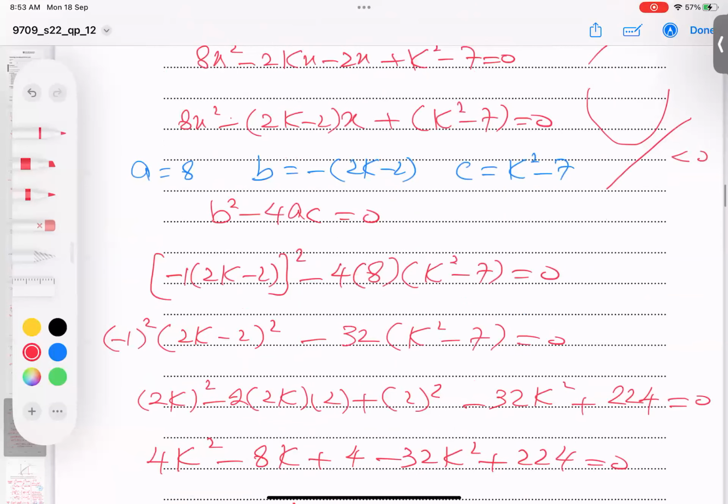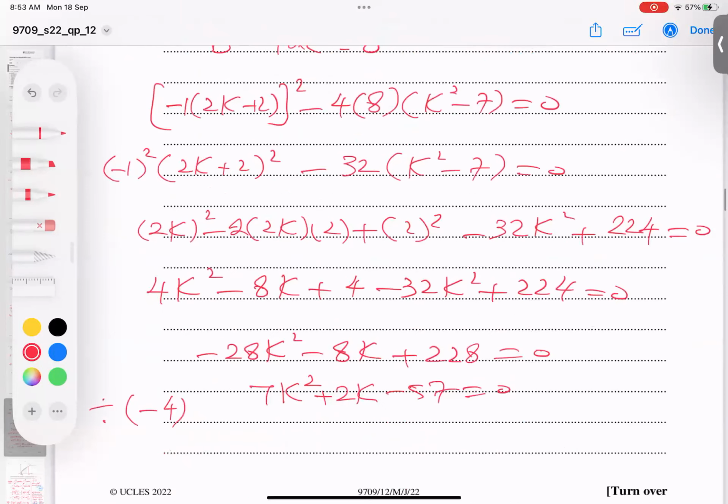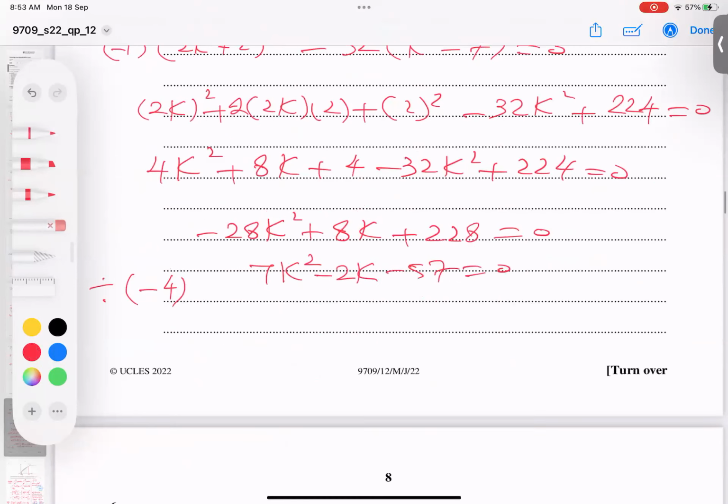Yes, students, I found a mistake here. I think when I take negative common, this becomes plus. It means this becomes plus, and this becomes plus and plus. So this is a plus, and so that is why this one becomes a minus sign. Now the point is clear.